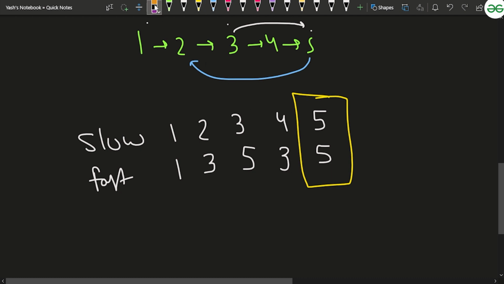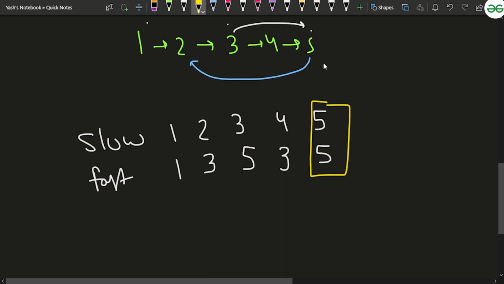So if this happens, in that case what you can say is that if fast and slow are equal, then you keep your fast here only. You keep your fast pointing to 5 only, at the same place, and you mark your count as 1, because at least one node is there in the loop.